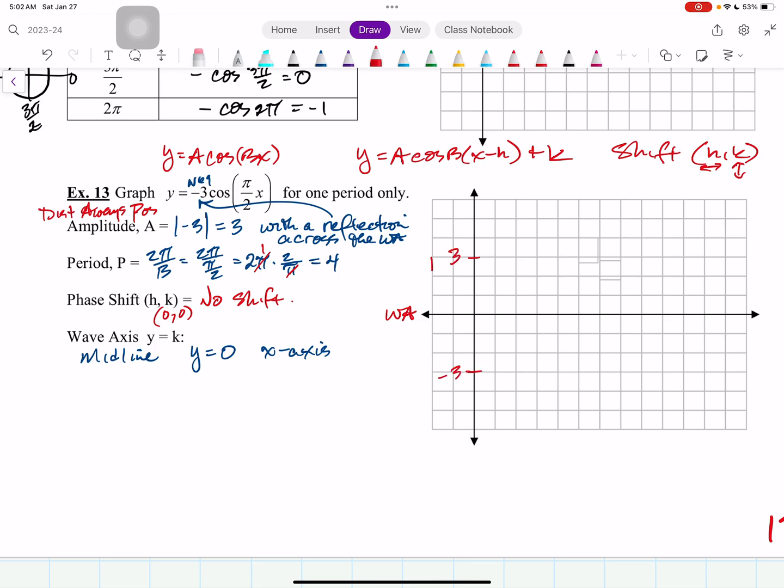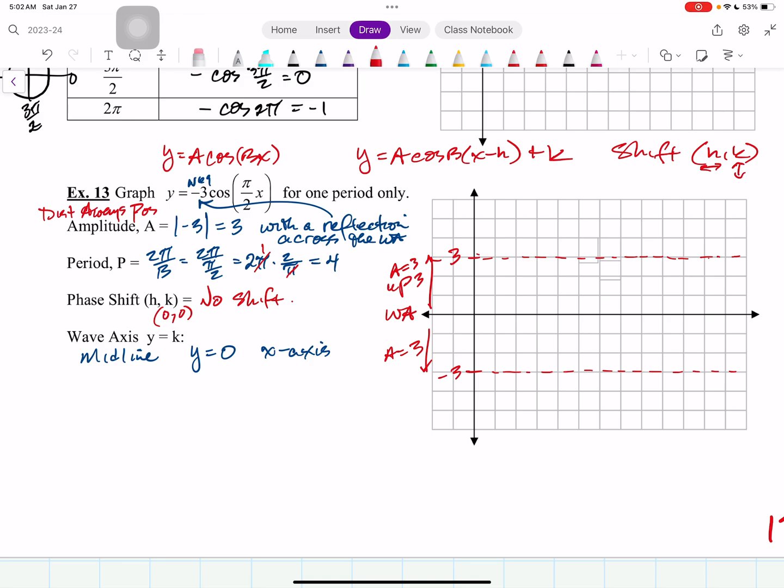We go up 3 using the amplitude because a is 3, and down 3 units, and mark that. The wave has to oscillate between these two dotted lines. You don't have to draw these. It's just a guide that helps everybody visually, so I always draw those. The wave axis is your x-axis. And now we go for it.